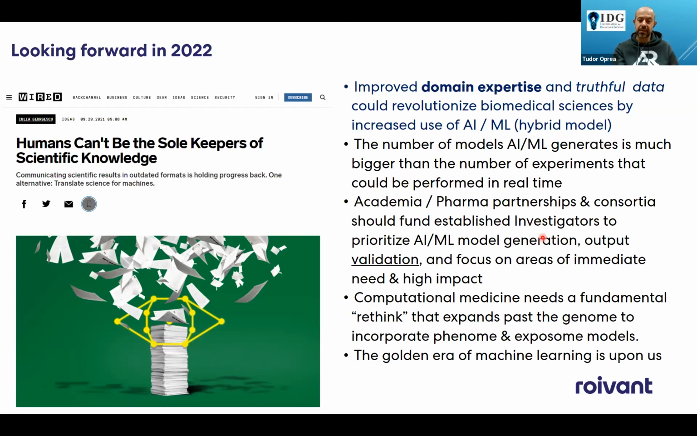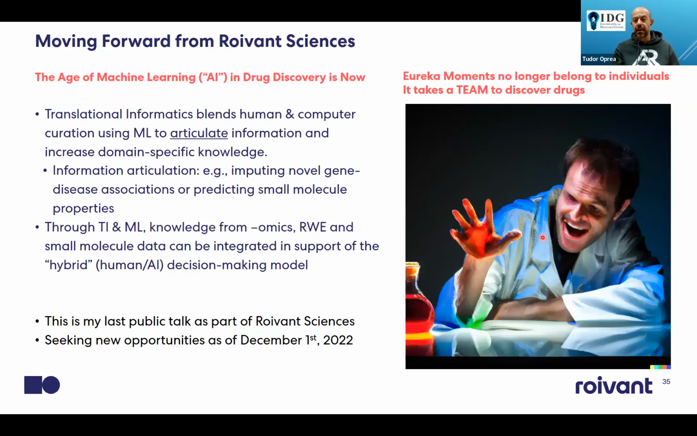And then last but not least, I think it takes a team to discover drugs. The eureka moment will no longer happen to a single person. I think at least with drug discovery, it will really take a team. And the trick is, of course, to apply translation informatics to articulate that information, to generate domain-specific scientific knowledge and integrate it with real-world evidence towards what's called a hybrid human AI model.